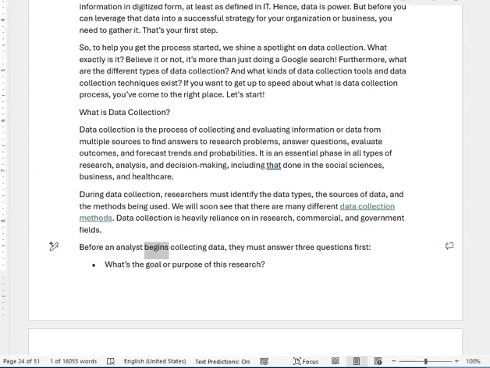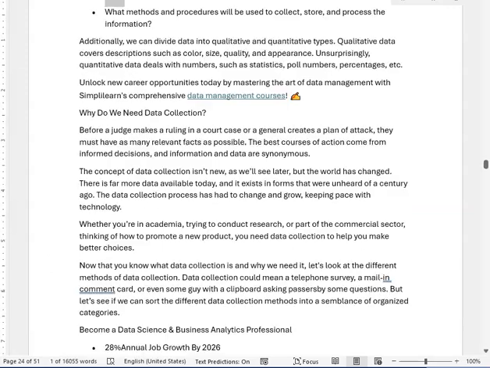Before an analyst begins collecting data, they must answer 3 questions first. What's the goal or purpose of this research? What kinds of data are they planning on gathering? What methods and procedures will be used to collect, store, and process the information? Additionally, we can divide data into qualitative and quantitative types. Qualitative data covers descriptions such as color, size, quality, and appearance. Unsurprisingly, quantitative data deals with numbers such as statistics, poll numbers, percentages, etc.